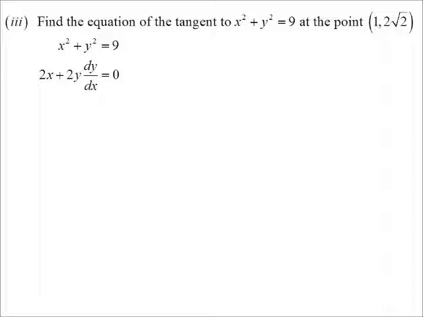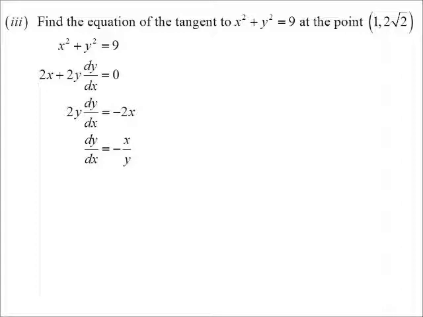Differentiate x squared, 2x, not a problem. Differentiate y squared. Can't do that with respect to x, but I can with respect to y. So 2y, but times dy dx. And then on the right hand side, differentiate 9, well, that's just going to be 0. Rearrange it, and eventually there's our slope, minus x on y.